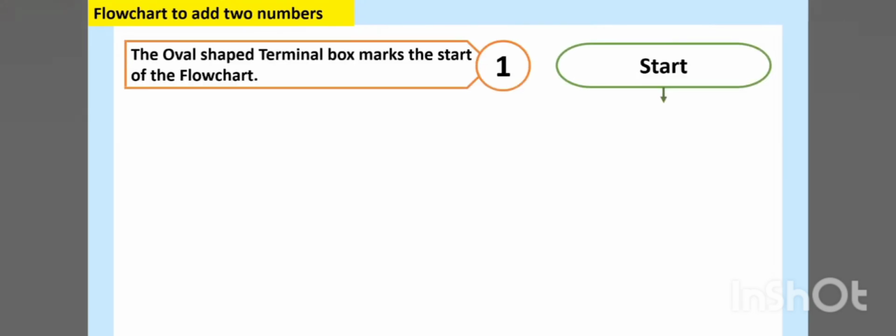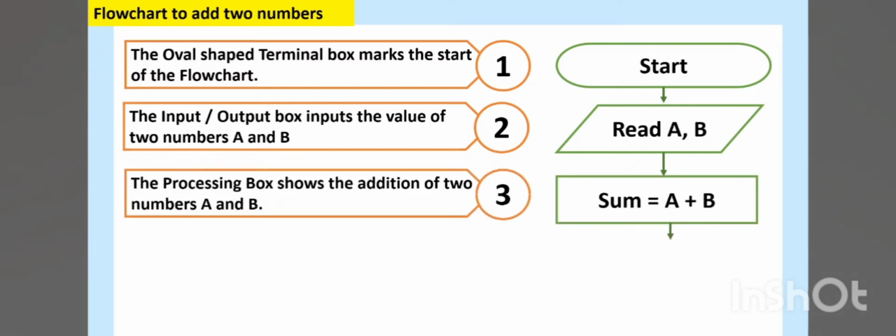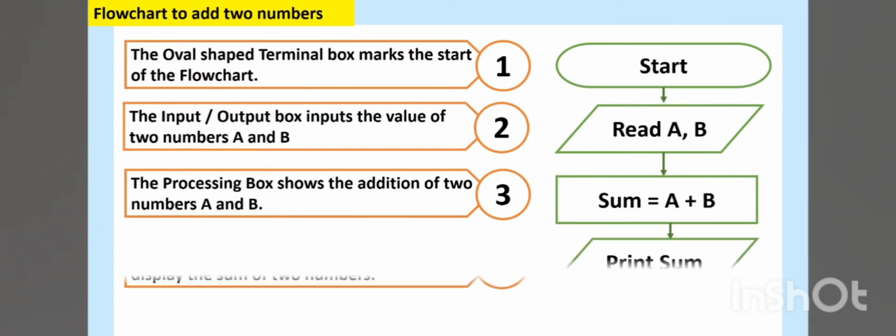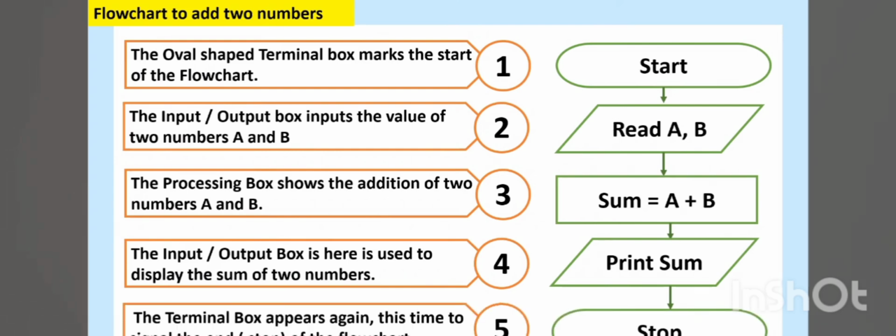Flowchart to add 2 numbers. The oval-shaped terminal box marks the start of the flowchart. The input or output box inputs the value of 2 numbers, A and B. The processing box shows the addition of 2 numbers, A and B. The input or output box is used to display the sum of the 2 numbers. The terminal box appears again, this time to signal the end, stop, of the flowchart.